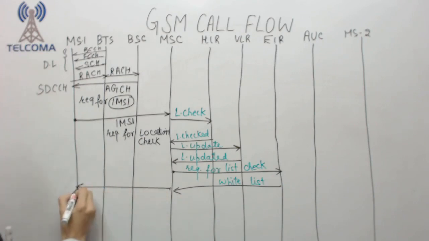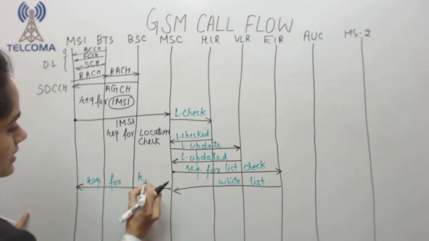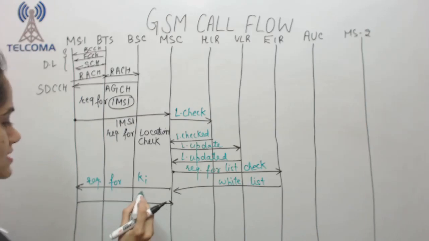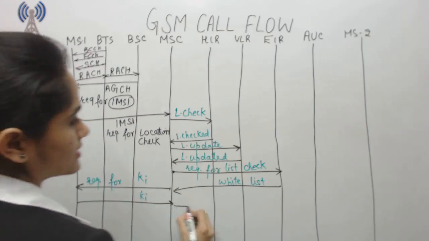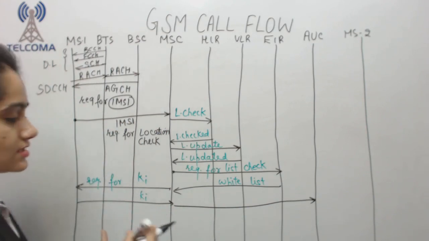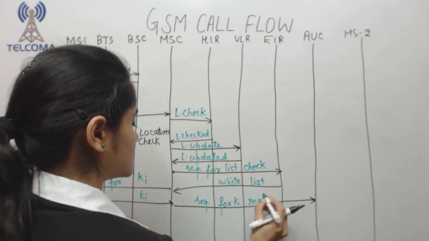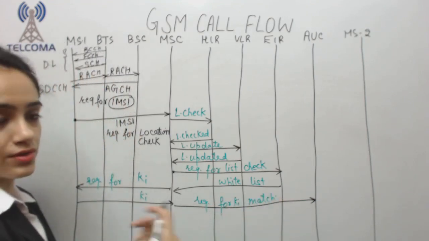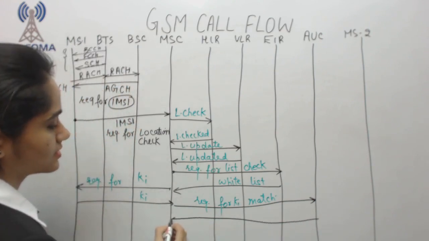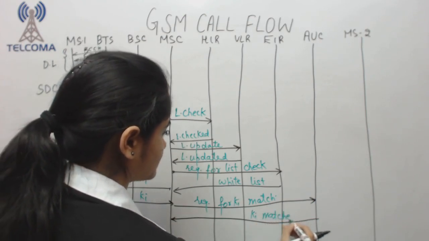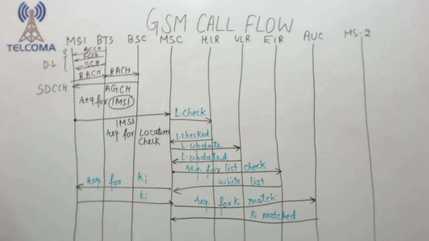After that, the MSC will communicate with the mobile station, and this is basically a request for KI. KI is an authentication key which is saved in the SIM card. After that, the mobile station will send this KI, and this goes to the authentication center as a request for KI match, asking it to please match the key which is saved in its database too. It will send a message back: key matched. Now the signaling process is completed.